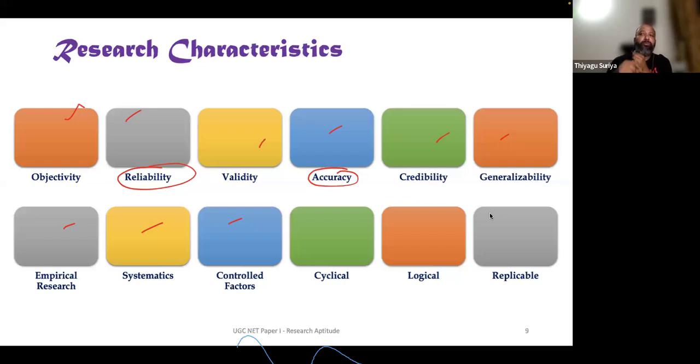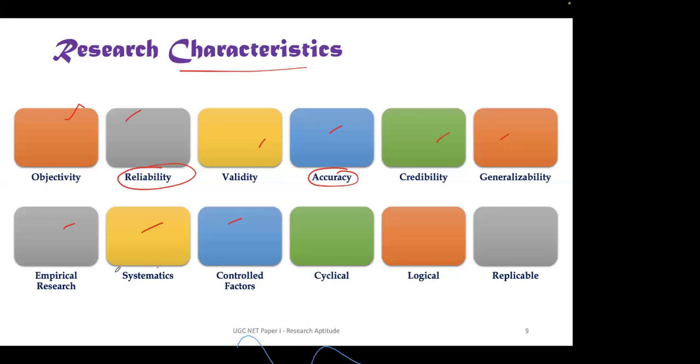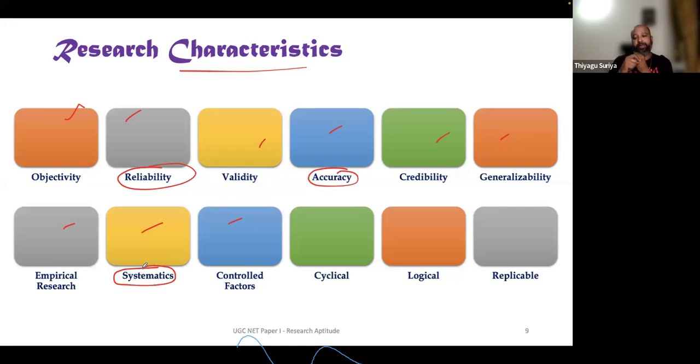So we cannot violate the sequence of the research, because the research is what kind of characteristic? It is systematic. We cannot violate this process, right? It's like a logical sequence, right?